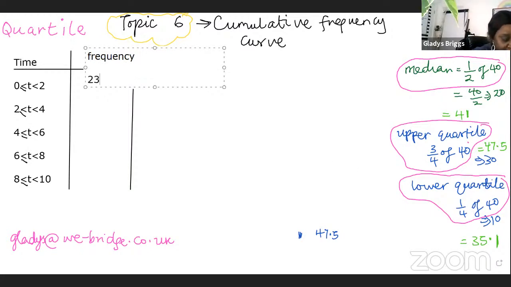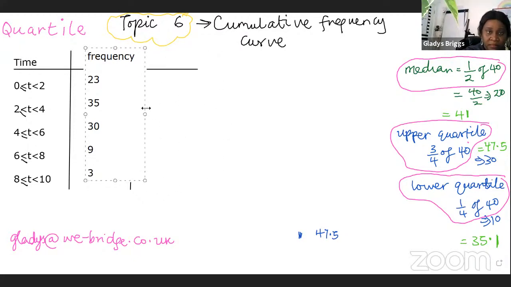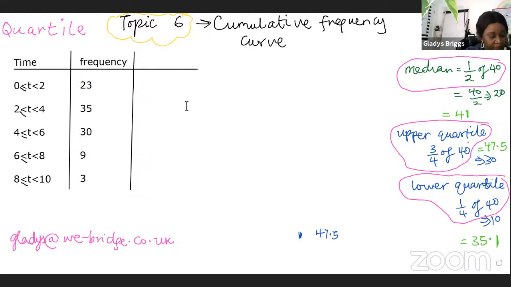This is 23, 35, 39, and 3. Okay, so this is the following group frequency distribution shows the queuing times for 100 customers in a bank. Okay, queuing times for 100 customers in a bank.